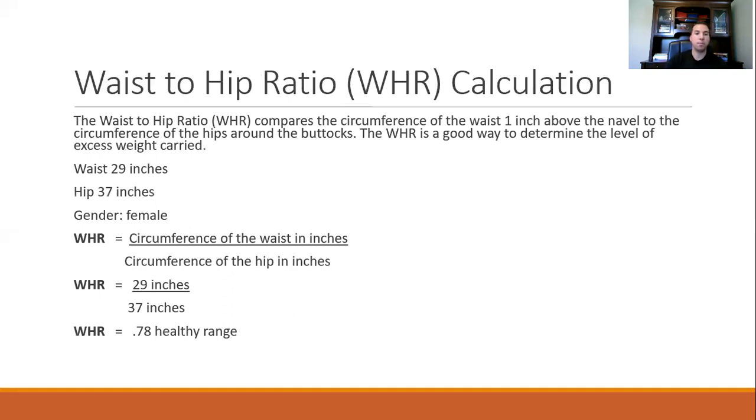So in this example, someone's waist was 29 inches and their hips were 37 inches. For gender, this is female, so we use this calculation: circumference of waist in inches over circumference of hips in inches. Waist to hip ratio is 29 over 37 inches, so it'll be 0.78, and that'll put someone in a healthy range.